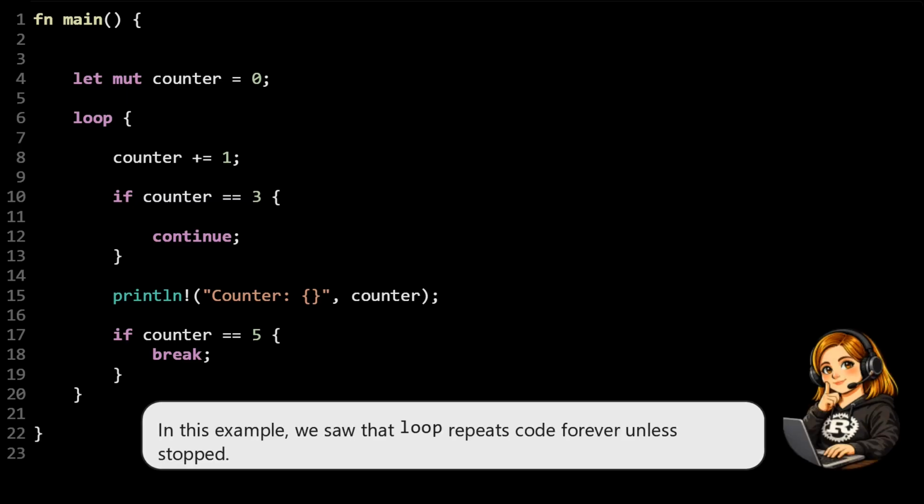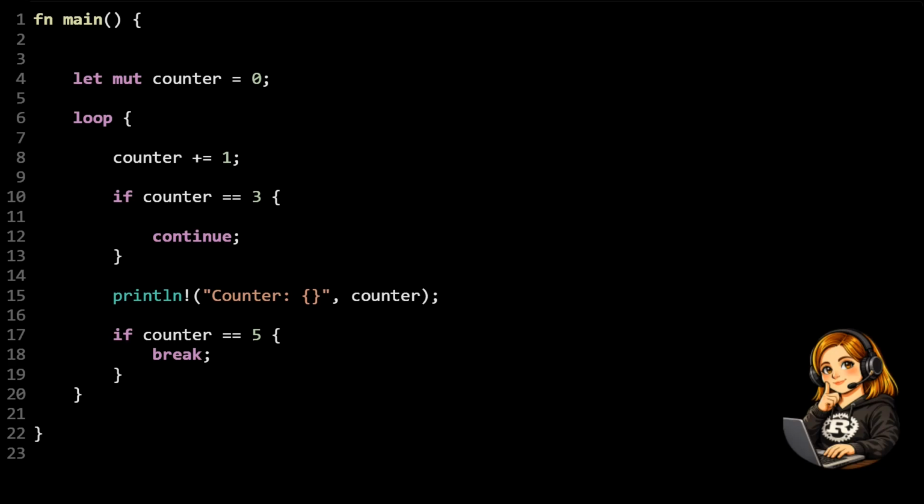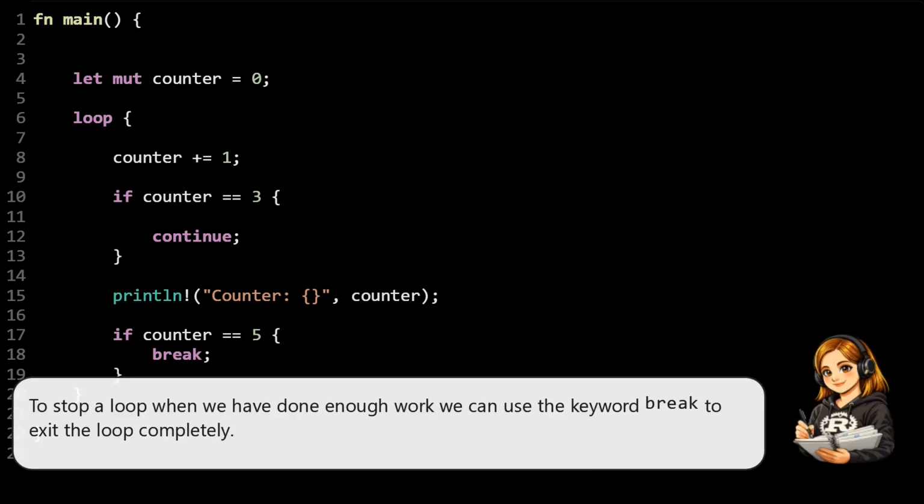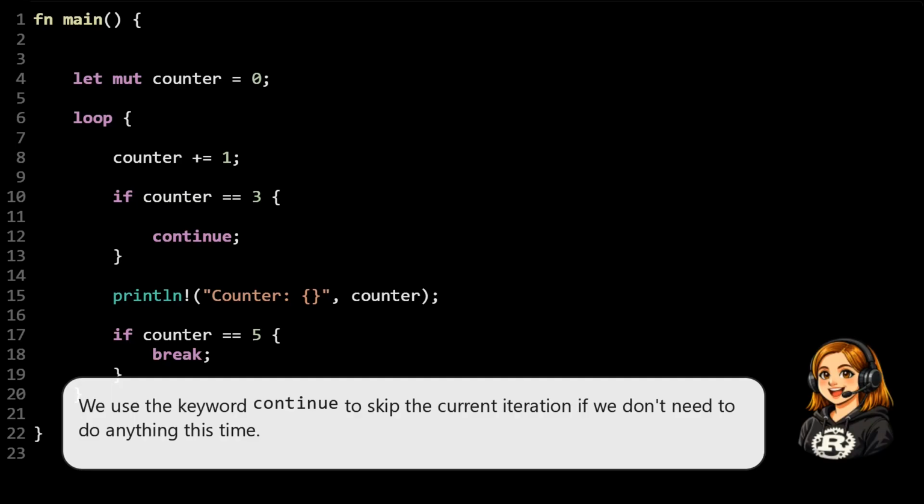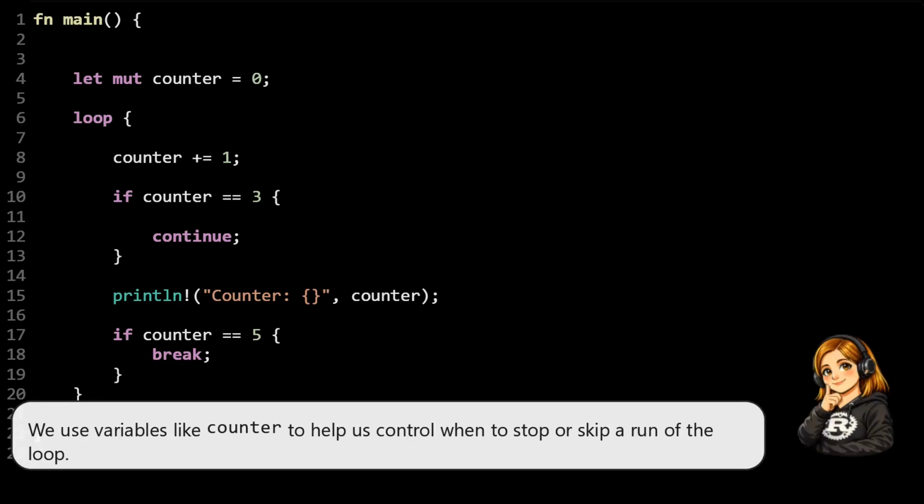In this example, we saw that loop repeats code forever unless stopped. To stop a loop when we have done enough work, we can use the keyword break to exit the loop completely. We use the keyword continue to skip the current iteration if we don't need to do anything this time. We use variables like counter to help us control when to stop or skip a run of the loop.